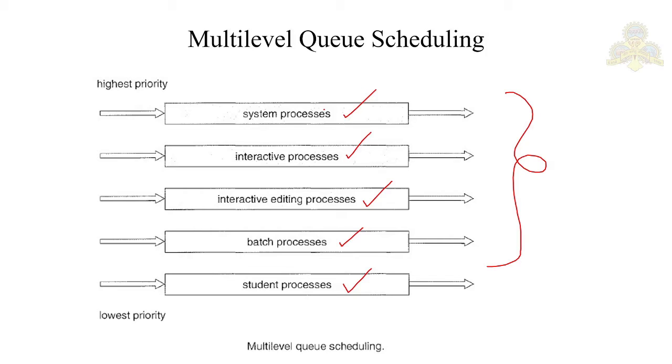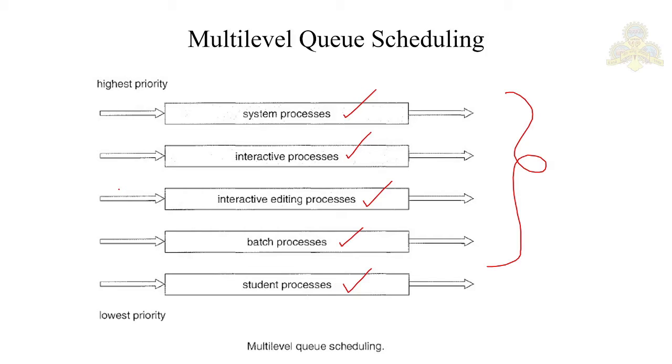Okay. Now each queue has its own scheduling algorithm. Say suppose your batch process queue, whatever processes are in this queue, they will follow the FCFS algorithm. Or say your interactive processes, whatever processes are in this interactive processes queue, may follow the round robin algorithm. Or say student process can also follow FCFS, like this. So each queue will follow a different algorithm. Okay. And again, inside this ready queue we have five different queues, right? Again, these queues also will follow some algorithm.